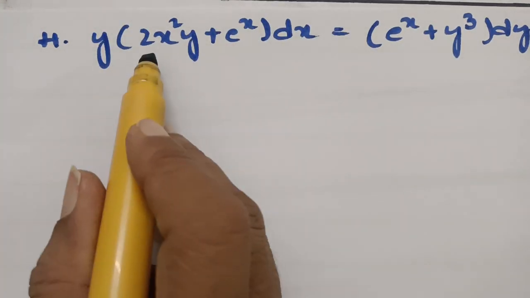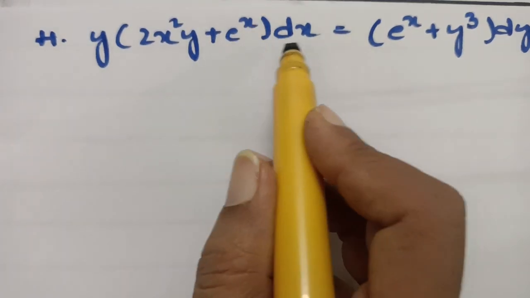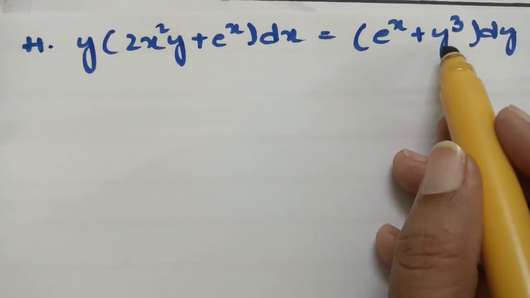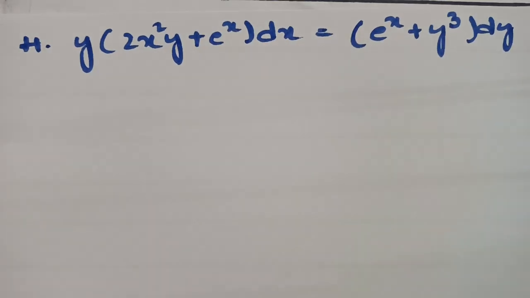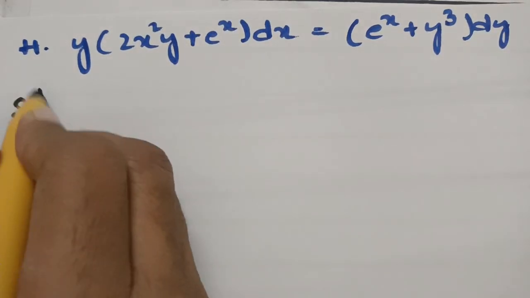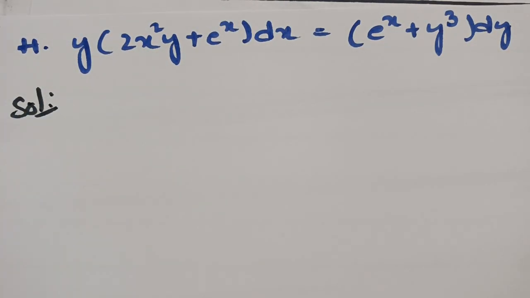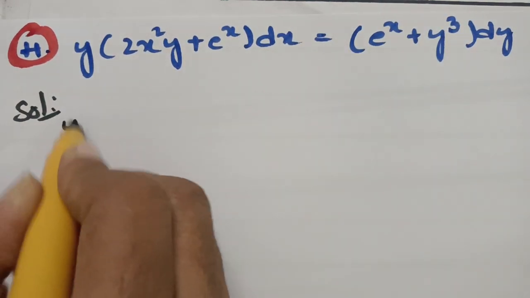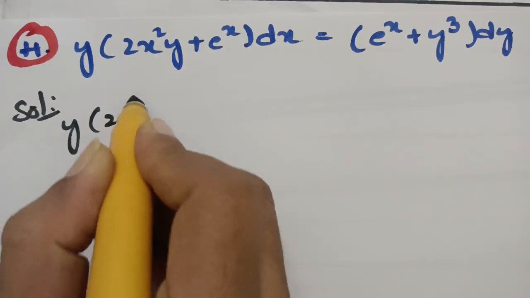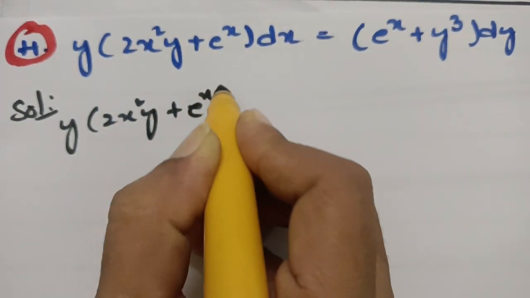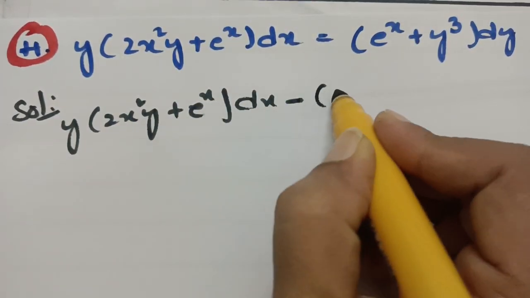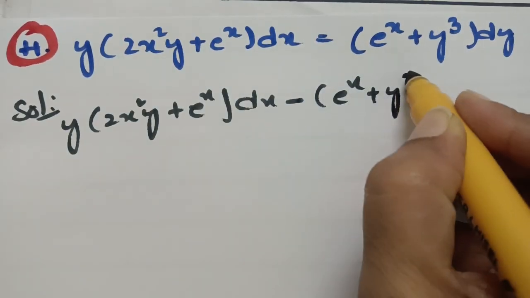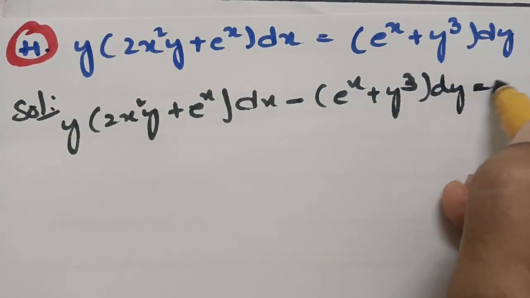This is y into 2x square y plus e power x dx is equal to e power x plus y cube into dy. For getting a solution, as this is a non-exact differential equation, we use the inspection method. So I am bringing this term to this side: 2x square y plus e power x into dx minus e power x plus y cube into dy is equal to 0.